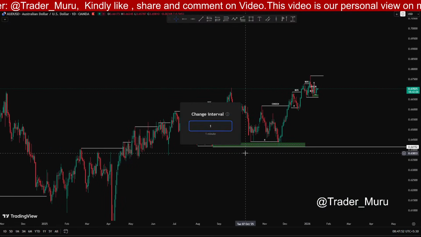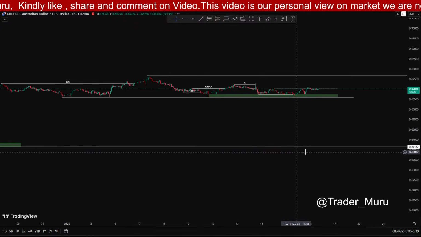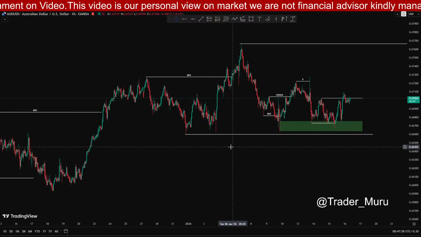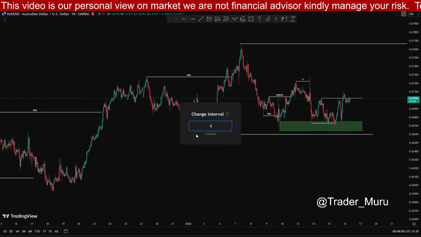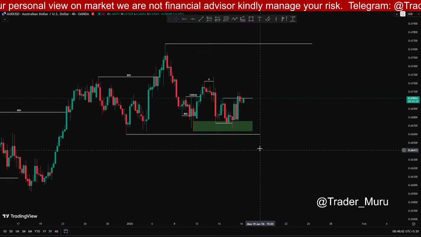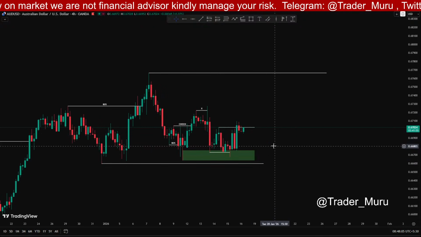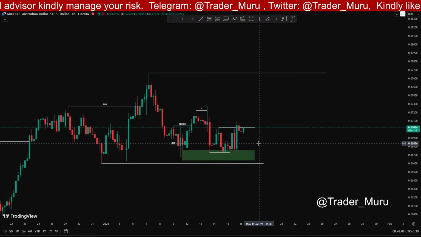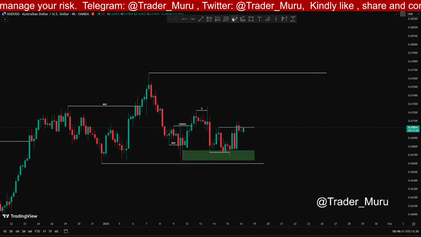This is AUD. AUD is still trying to hold this previous low in the 4 hour time frame. It is still bullish. Once we have a change of character here, two candles closing above, on the retracement you can buy and the target will be this high.